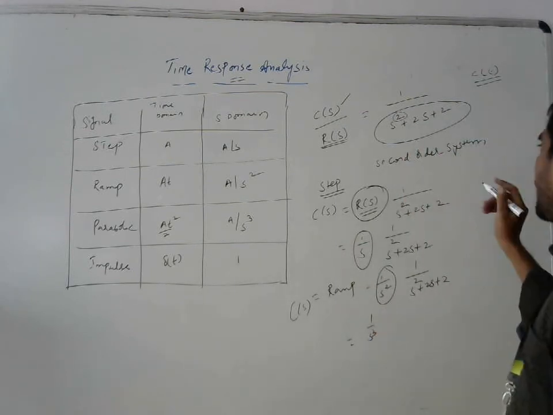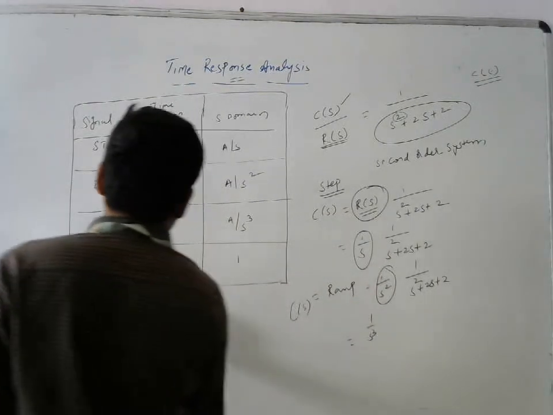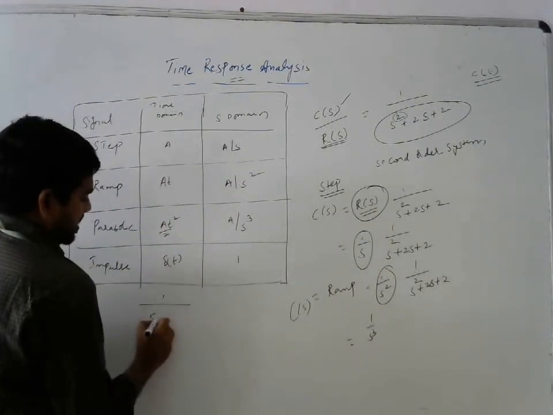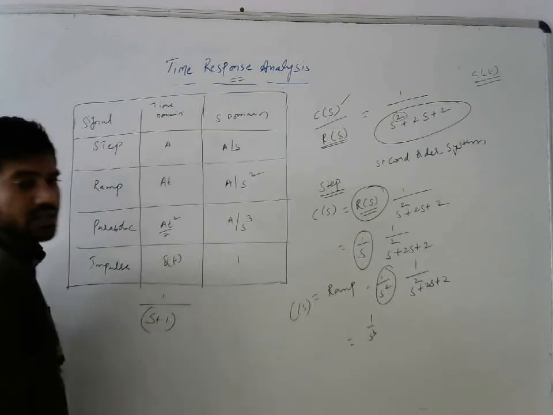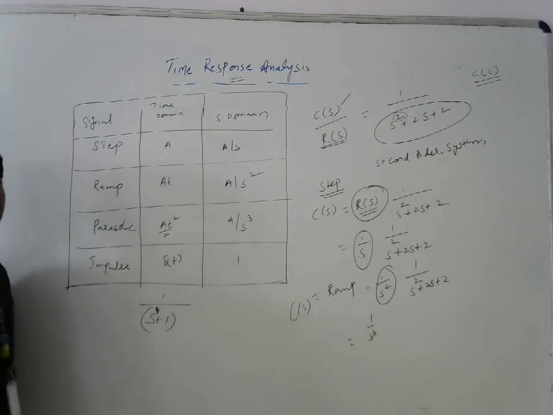For example, when we call it a first order system, it is like this: 1 by S plus 1. This is a first order system. Why? Because the highest power is 1. S power 1 will become a first order system.